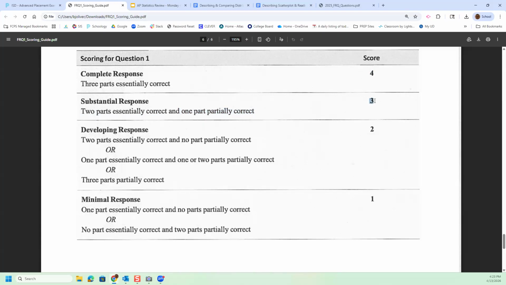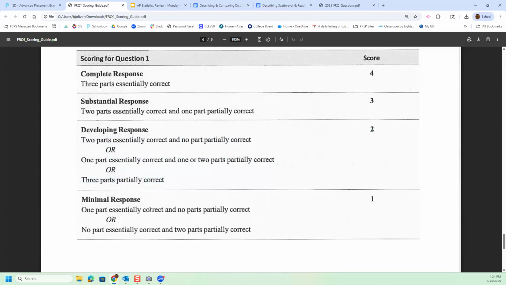And we round up in all but one case. Most of the stuff falls into the 2 categories. So if you got 2 E's and an I, 1 and 1 is 2. That's why you get a 2. 1 part essentially correct, 2 parts partially correct, 1.5, and another half is 2. 3 parts partially correct, 1/2 plus 1/2 is 1, plus 1/2 is 1.5. We're going to round up to 2.